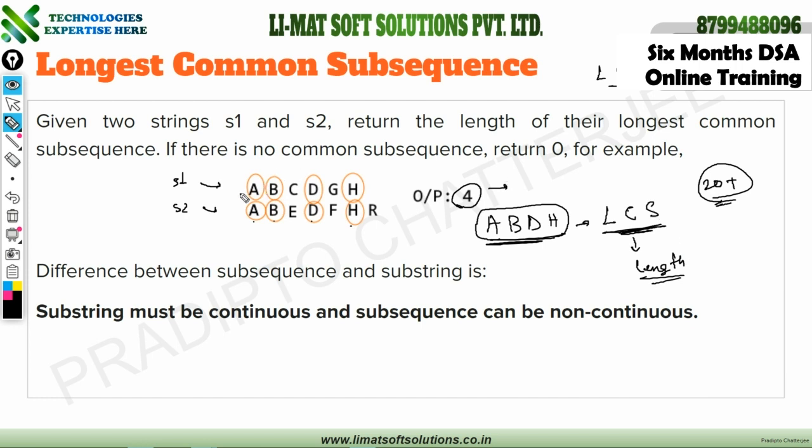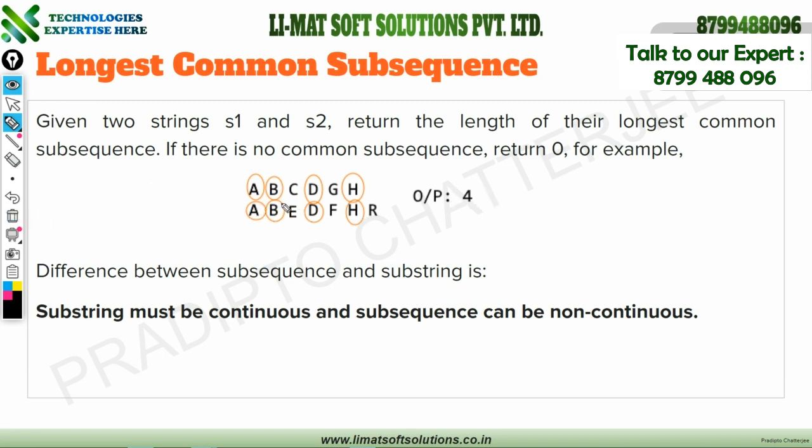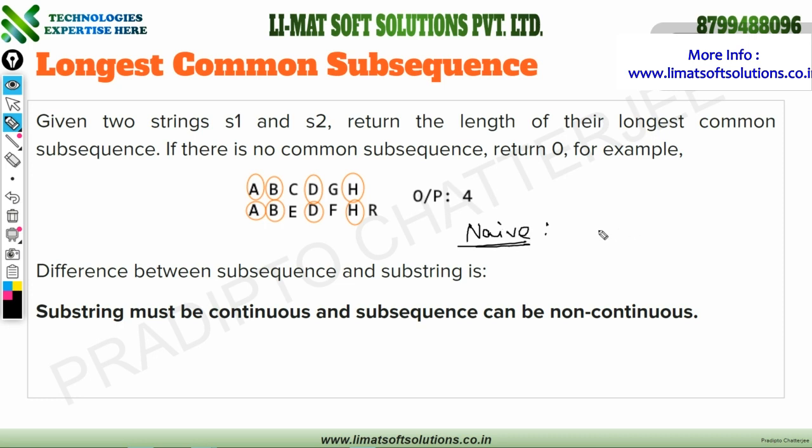Now suppose I have this A, B, C, D, G, H and this. Both the strings are there. How will you understand and calculate that? What can be your approach? So the first approach is the naive, or brute force, approach. In this approach, what you will do? You will generate all the subsequences of this particular string.